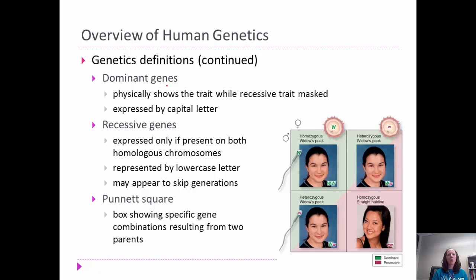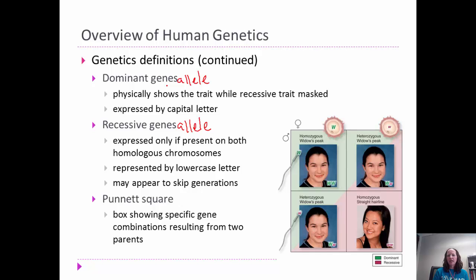So let's take a look at the alleles and the variants that we have. That's where this whole dominant and recessive comes from. You can say dominant gene and recessive gene, or you can say dominant allele or recessive allele. So a dominant allele is going to be one where it physically shows the trait, and the recessive trait is going to be masked. If the dominant allele is there, then it is going to be shown over everything else. And that one's usually expressed as a capital.